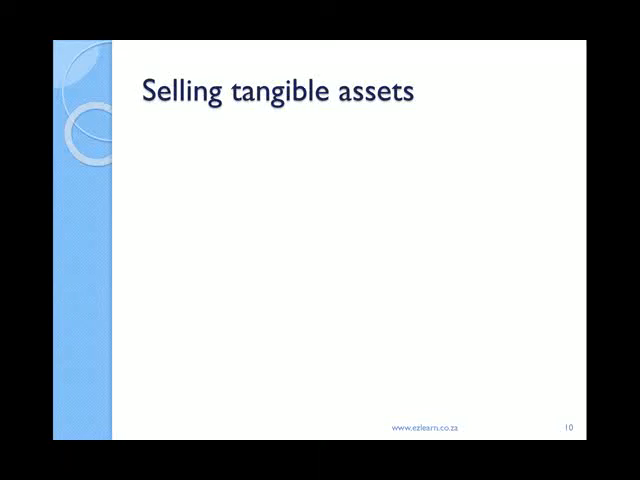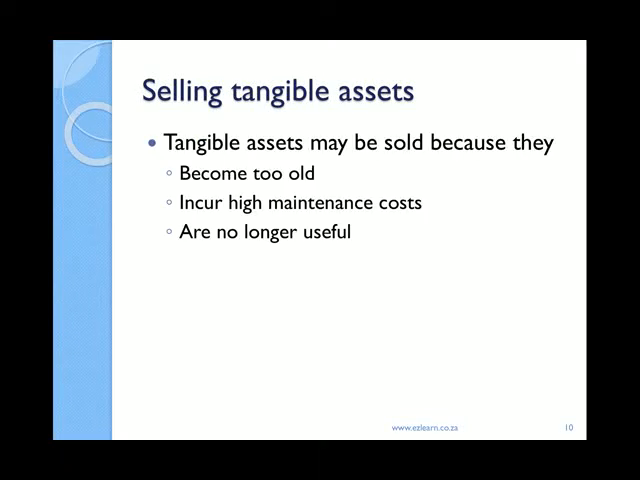Selling tangible assets. Tangible assets owned by a business might be sold because either they become too old or they might incur very high maintenance costs and the business might prefer to buy assets that have a service plan, for example. Alternatively, they might simply be no longer useful and then the business has no need of them and it makes more sense to sell them.